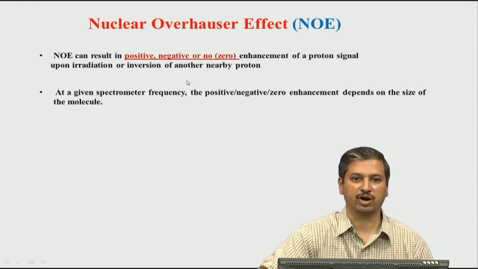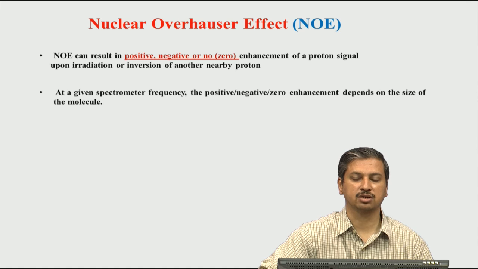What parameter matters, whether you will get positive or negative, depends on two factors. Number one, it depends on the spectrometer frequency. Spectrometer frequency means what spectrometer we are working at, 300 or 400 megahertz or 500 megahertz, etc. The second component depends on the size of the molecule. Size here we do not mean the molecular weight, because molecular weight is not really a good indication of the size of a molecule.